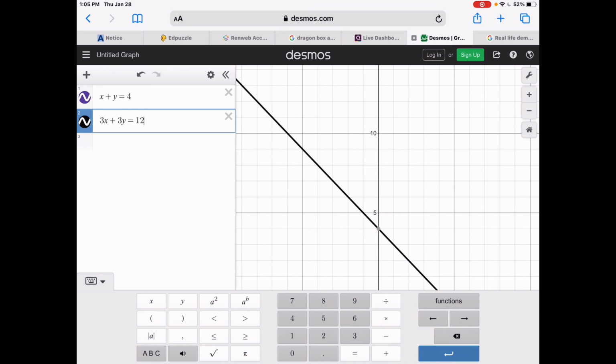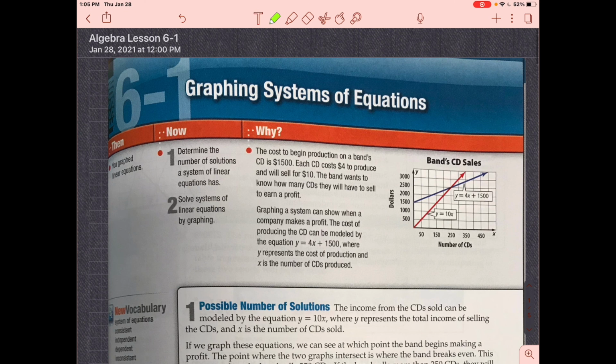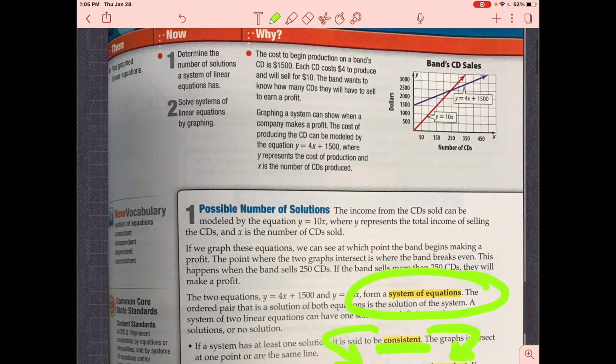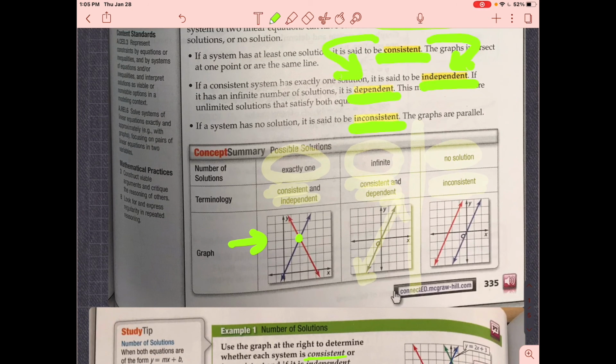So what did we learn today? We learned how to determine the number of solutions a linear system has by looking at the graph. If it crosses once, there is one solution. If it crosses all the time, it is infinitely many solutions. And if it's parallel, there are no solutions. We use fancy words for that. We say consistent if there are solutions, and we say independent if there's one solution, and we say dependent if there's infinitely many solutions because it's really the same line.